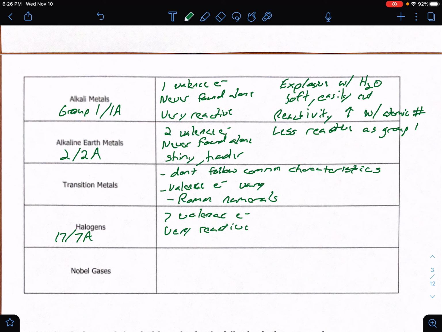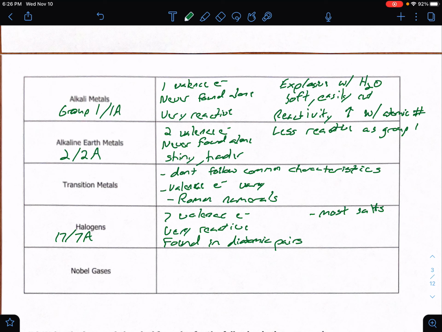Most of those are going to be found in diatomic form, which basically means a pair. So if they are by themselves, they will bond up with another one to be in pairs. And they're going to be found in most salts.